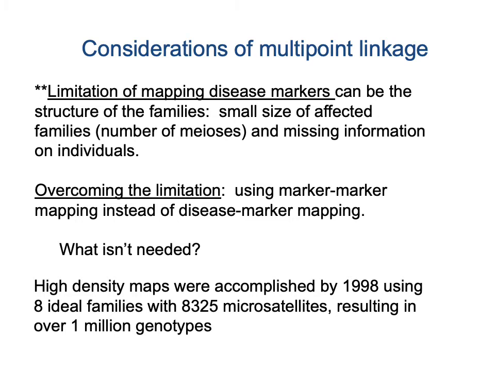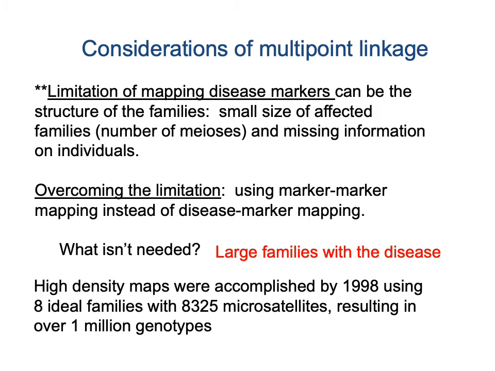And so instead of doing marker-disease mapping, sometimes researchers will do marker-marker mapping in order to overcome this limitation. And what you don't need for marker-marker mapping are large numbers of families with the disease. Okay, so that really is a huge issue, especially for autosomal recessive diseases that can be quite rare. So this has been really successful.